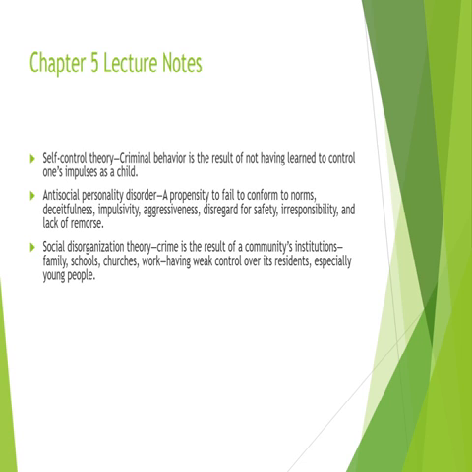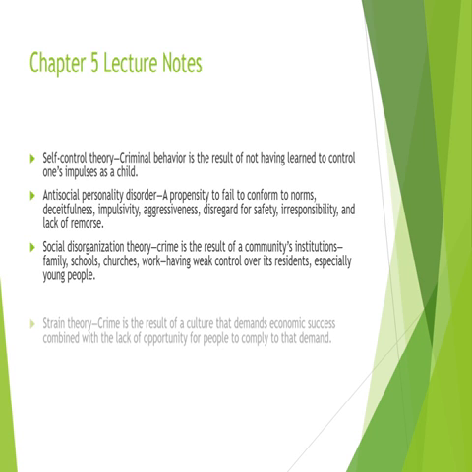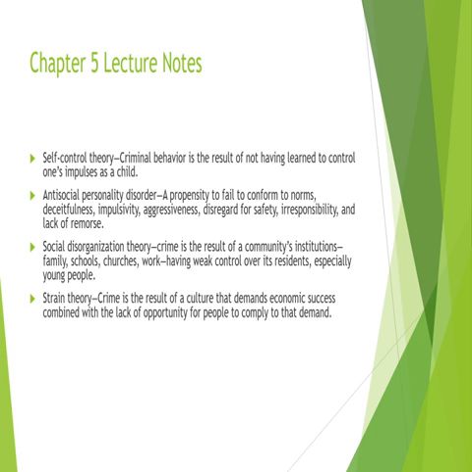So this is an institutional sort of approach. Again, it focuses on the environment and those things that surround an individual, as opposed to focusing on the inside of the individual, internal qualities of the person. Now, another classic sociological theory that takes a different approach is called strain theory. According to this theory, crime is the result of a culture that demands economic success combined with a lack of opportunity for people to comply with that demand.